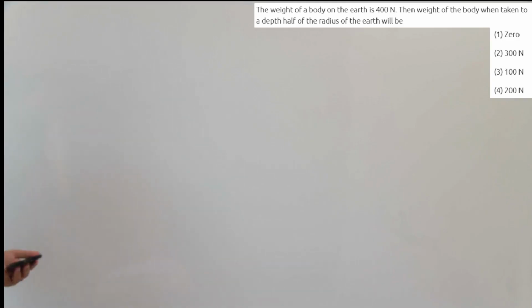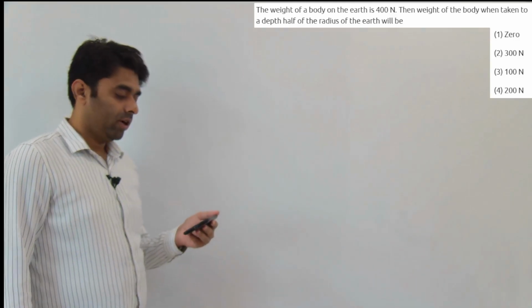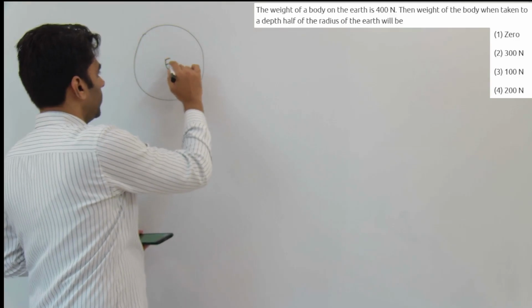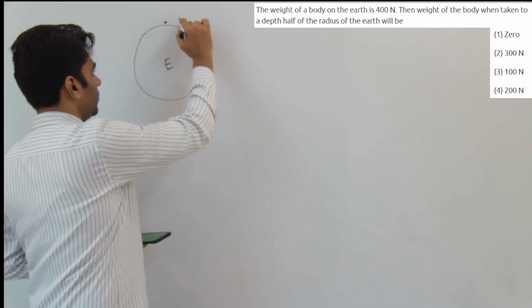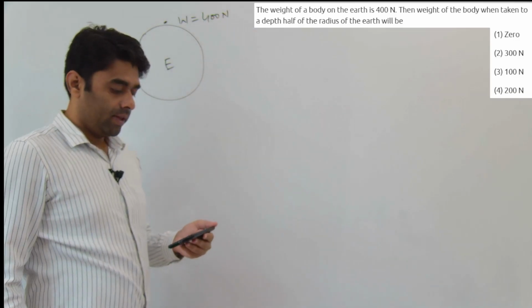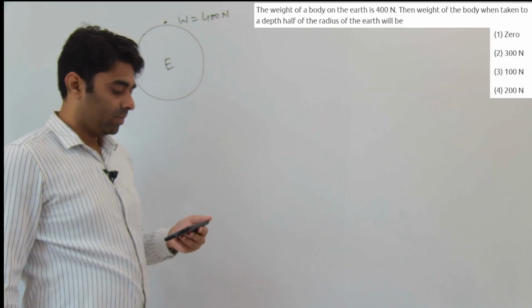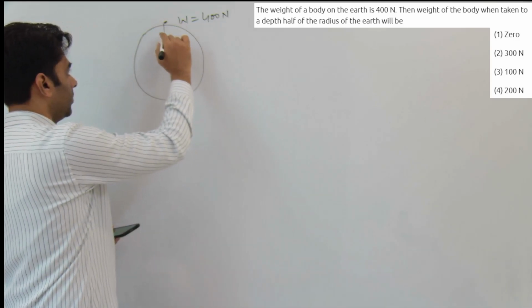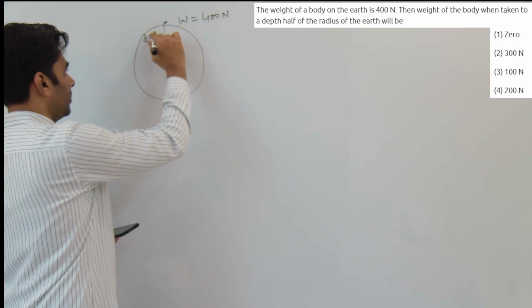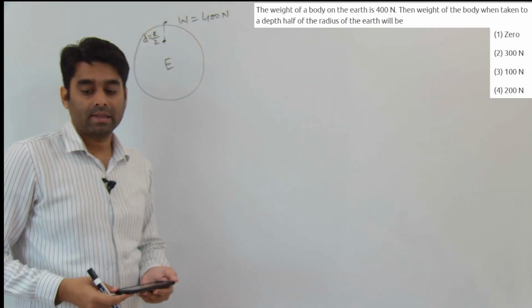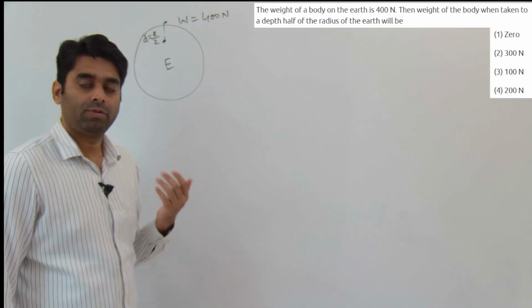Next question says the weight of a body on the earth's surface is 400 Newton. Fine. Then the weight of the body when taken to a depth half of the radius of earth. That means somewhere over here, the d value is how much? Half of the radius of earth, so depth is R by 2. Okay, weight they are asking at this depth. Basically g will change. The question is from variation of g.